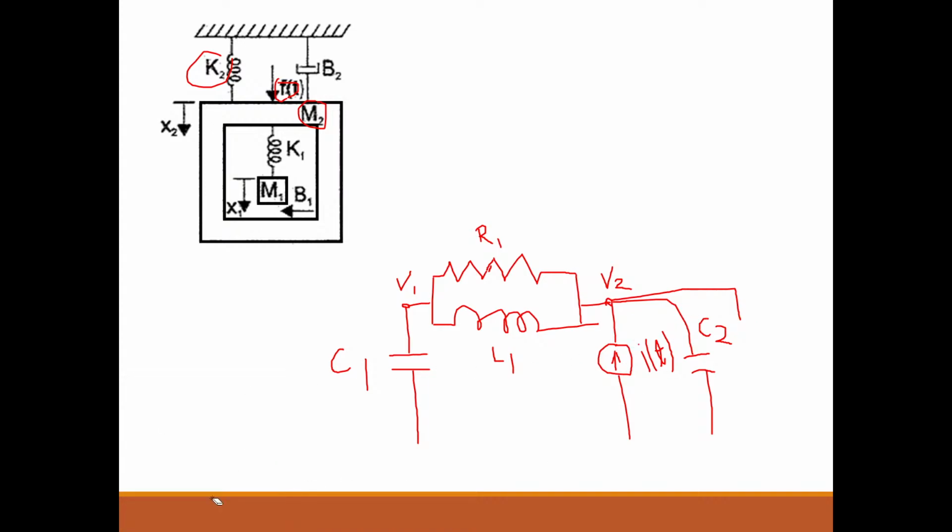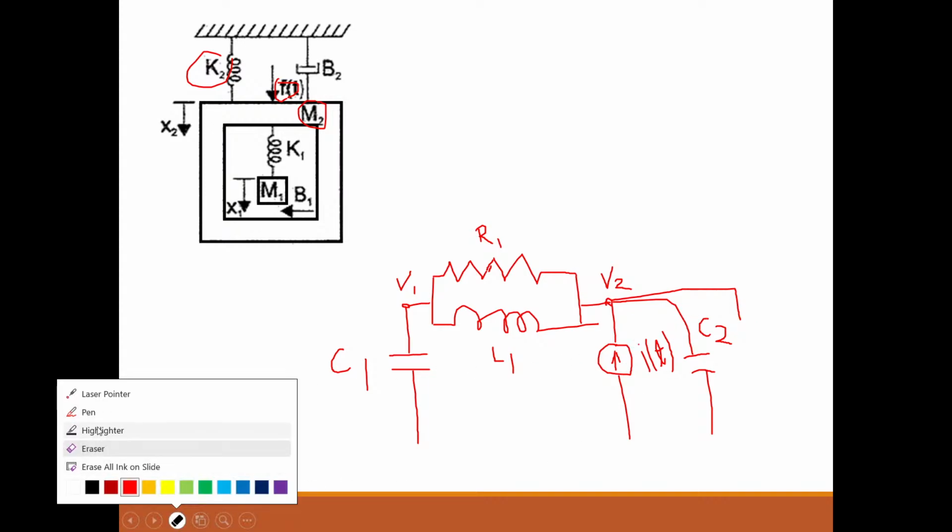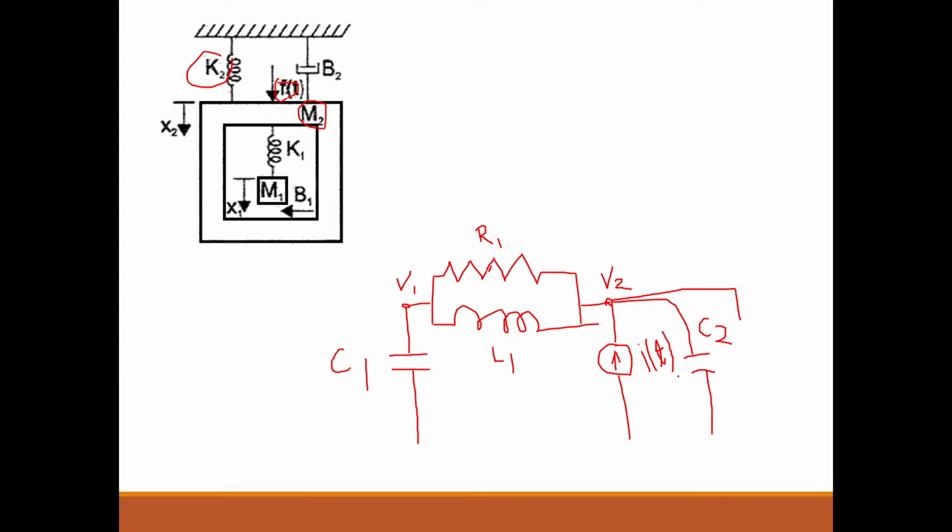I'm about to conclude this topic, this numerical problem. Within 2-3 minutes, I will complete it. Okay, it is taking much more time to draw this diagram. L2 is over. Now what else is left over? B2 is left over. So analogous of B2 is 1 by R2.